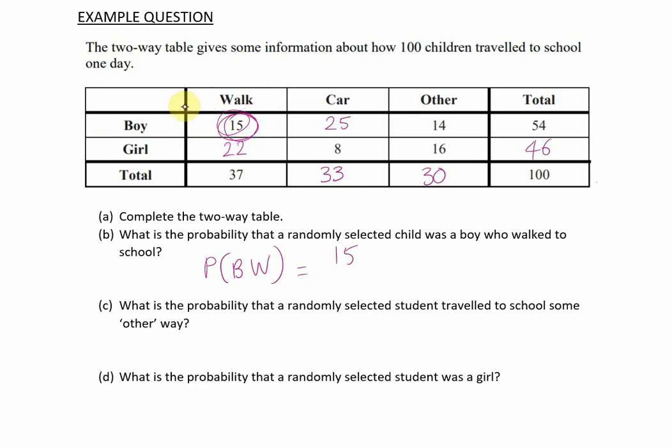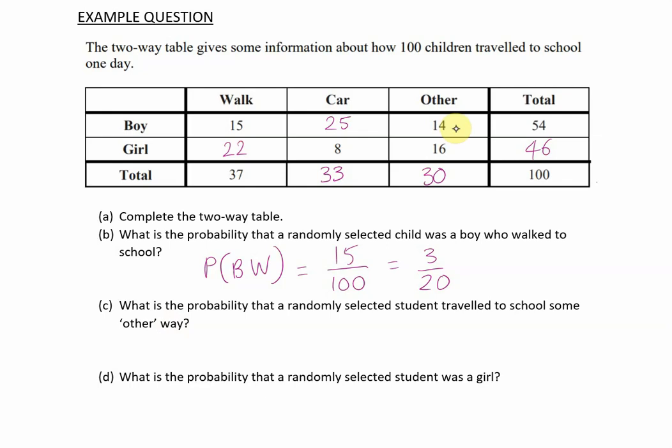So the probability of randomly selecting a boy who walked to school is 15 out of the total number of students, which is 100. 15 out of 100. That's the probability of randomly selecting a boy who walked to school. And we can simplify this fraction to 3 over 10. Part C says, what is the probability that a randomly selected student travelled to school some other way? So we need to know how many students travelled some other way out of the total number of students.